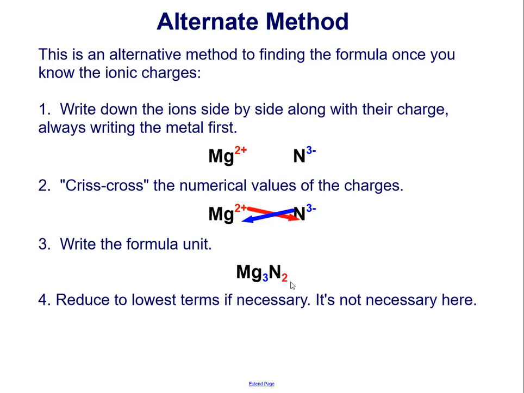If we had done this, and these numbers, instead of being 3 and 2, were 6 and 4, for instance, we would then have to reduce them to lowest terms. We don't have to do that because these are already in lowest terms.